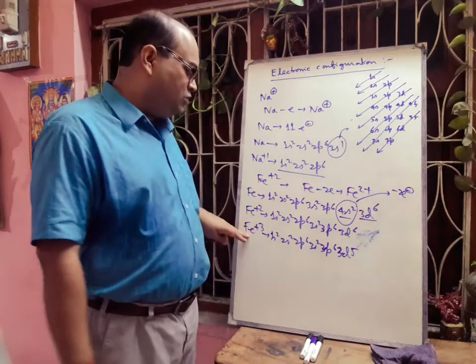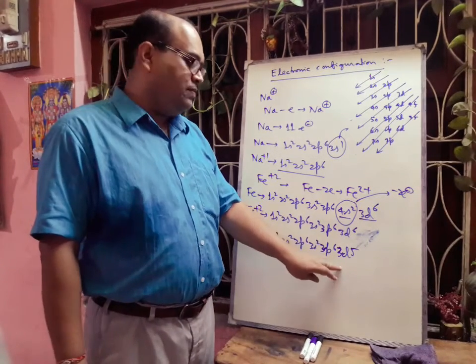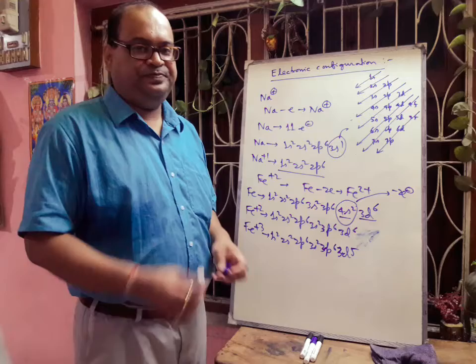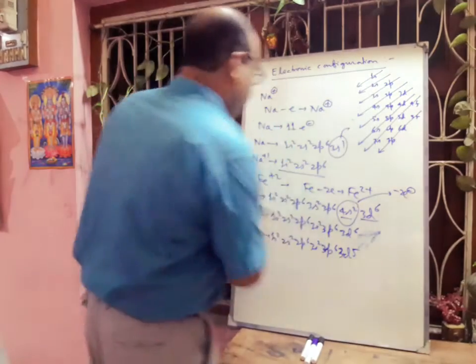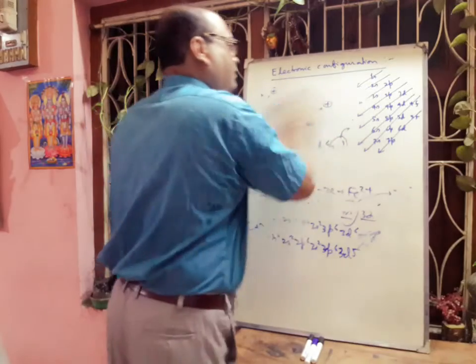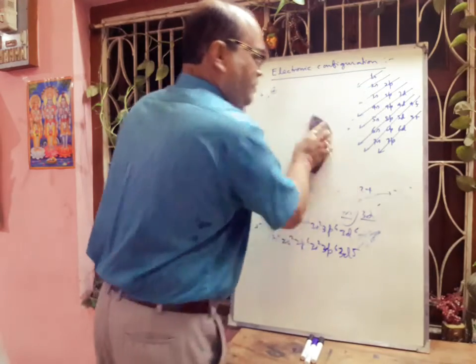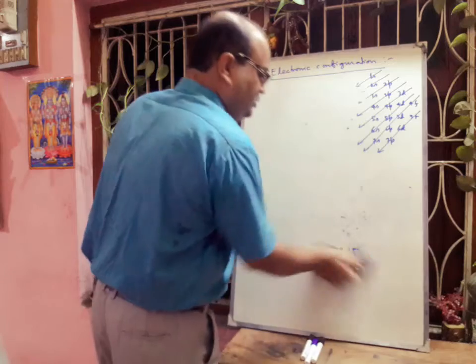So ferric ion is more stable than ferrous ion. This is because of the half-filled electronic configuration, where 3d5 is very much stable. So in this way you have to practice the electronic configuration of ions. Next we discuss some anomalous electronic configurations.